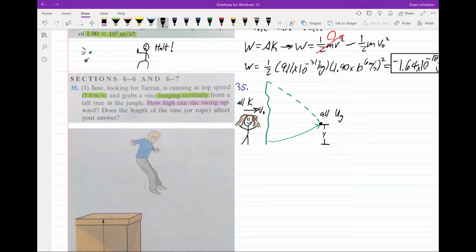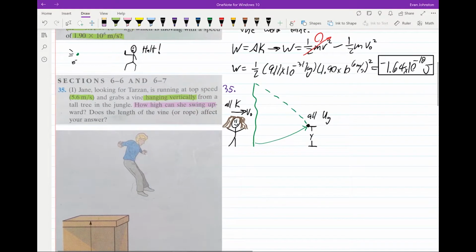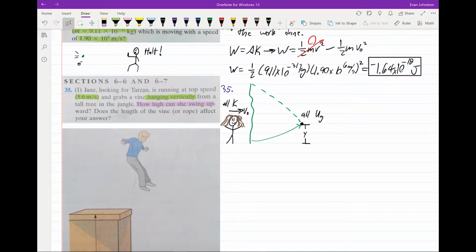All right, so what I can do then is say that if she was all kinetic in the beginning, and it's all potential here at the end, I can set these two energies equal because we're not going to destroy any energy. That doesn't happen. There's no friction. There's no non-conservative things going on that are going to remove energy. There's no heating, anything like that. So we can just say that the kinetic at the beginning is equal to the potential due to gravity at the end. I can just plug in now.